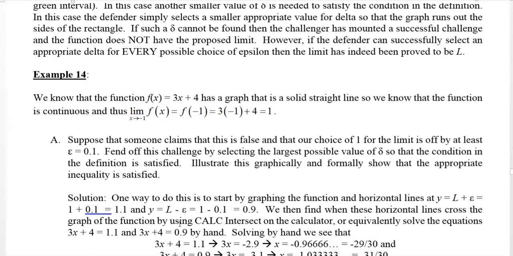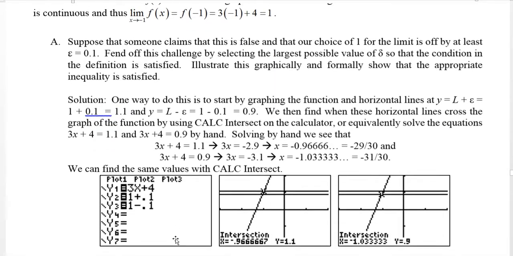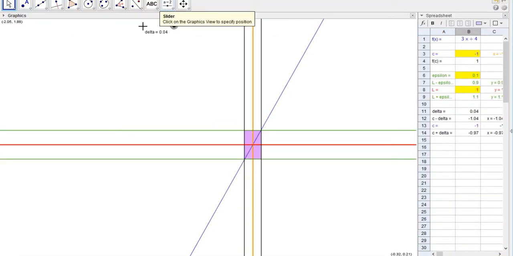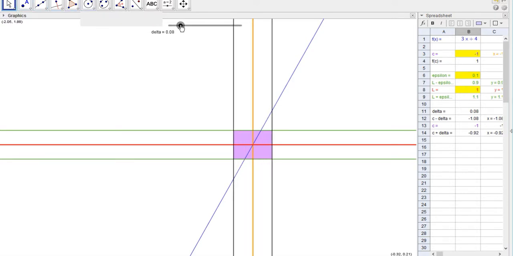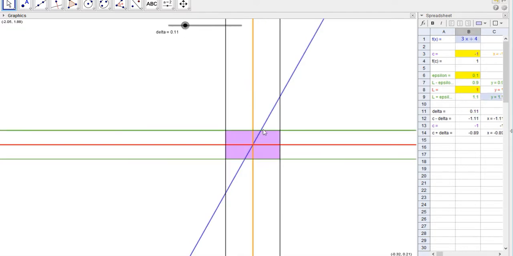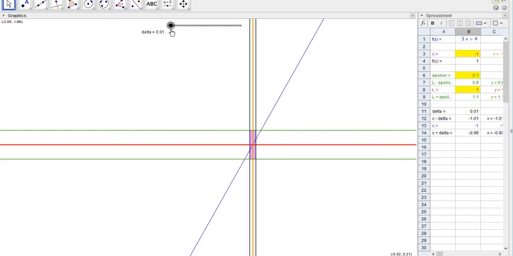Okay, so now how do we do this? How would we find the right value? Well, there is a sort of a largest value that would work. See, if we're out here, it's too big. If we come in and it's going out of the box on the top and bottom, that's too big of a delta. If we come in here and it's going out the sides, that's an epsilon that will work.